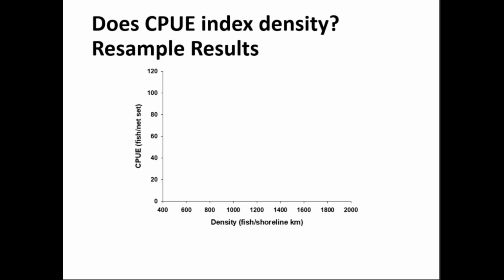So now let's look at the results of that resample exercise. So I'm going to show you catch per unit effort on the y-axis and density from our Mark-Recapture estimates on the x-axis. So here we have Burr Oak, Hargis, and Dillon. So the horizontal error bars are 95% confidence intervals in our density estimates. And the vertical error bars are one standard deviation of catch per unit effort. So we have low, medium, and high density.